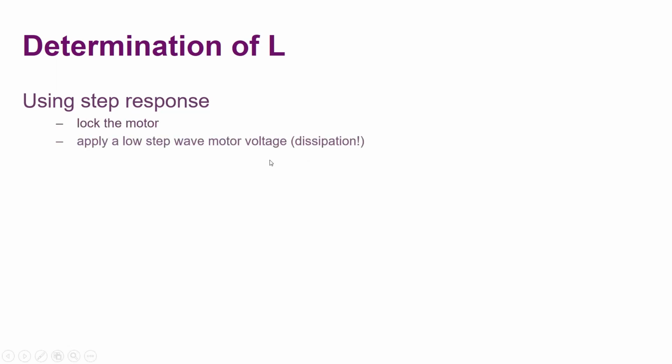So let's look at how we can determine the inductance of the motor, L. We do that by using, again, a step response method. We lock the motor and apply a low step voltage to the motor. Again, it has to be low so we avoid dissipation in the motor.